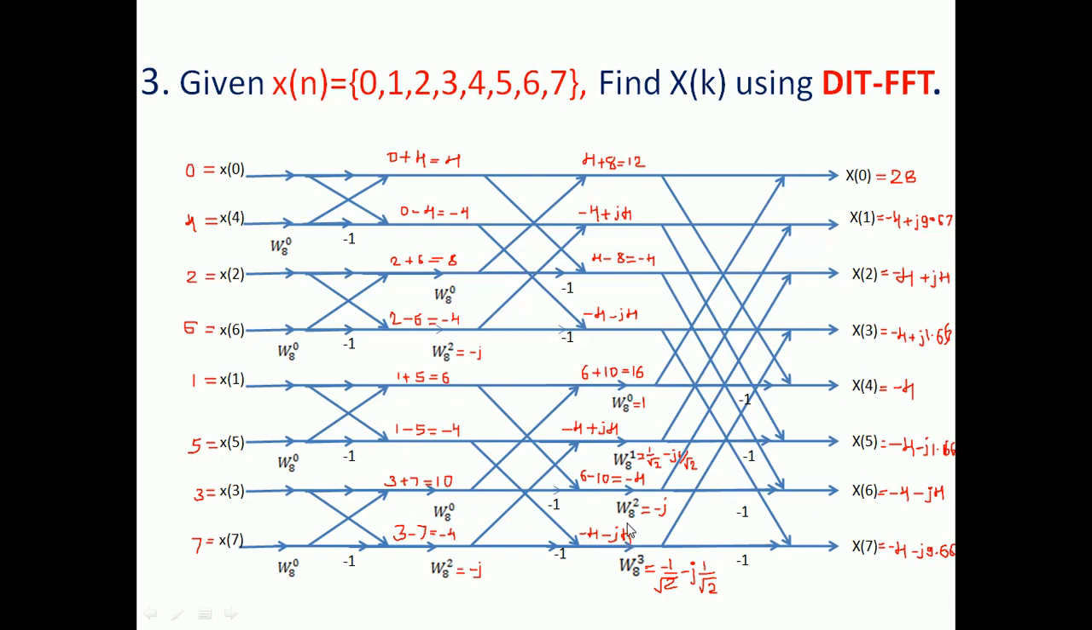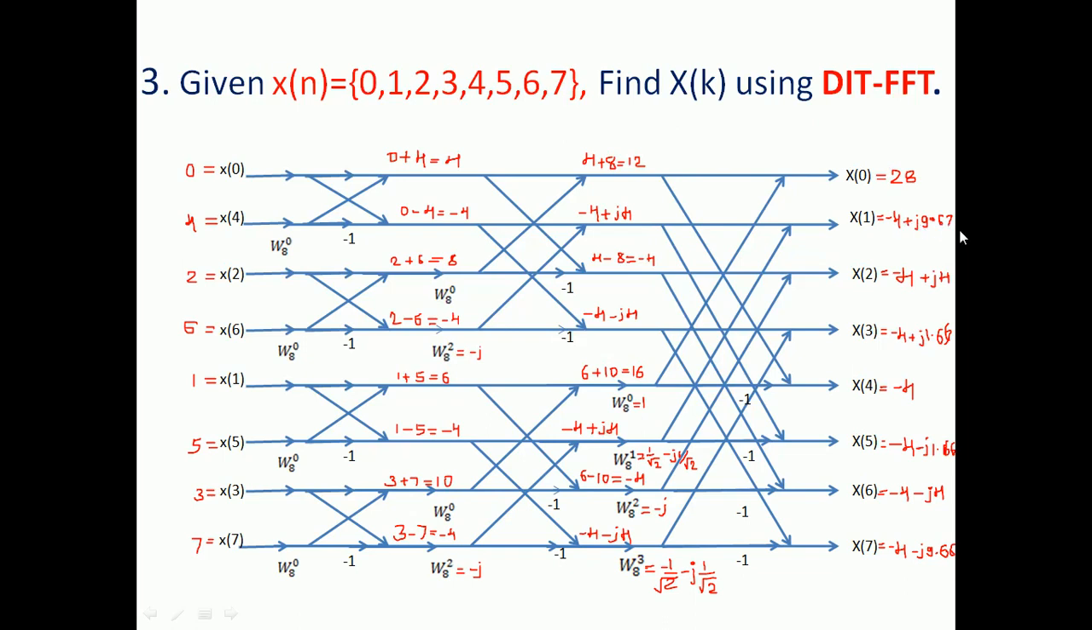Now at this point we have this 12 and this 16 into 1. 12 plus 16, you will get 28. Similarly, at this point we have minus 4 plus j4 and go to this point. So here we have two values. One is minus 4 plus j4 into 1 upon root 2 minus j upon root 2. When you multiply this, you will get the answer for this, and that is added with this minus 4 plus j4. So you will get minus 4 plus j 9.67.